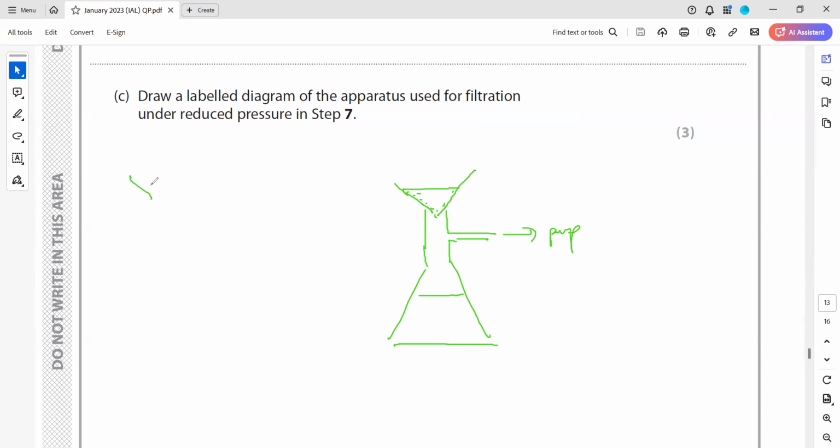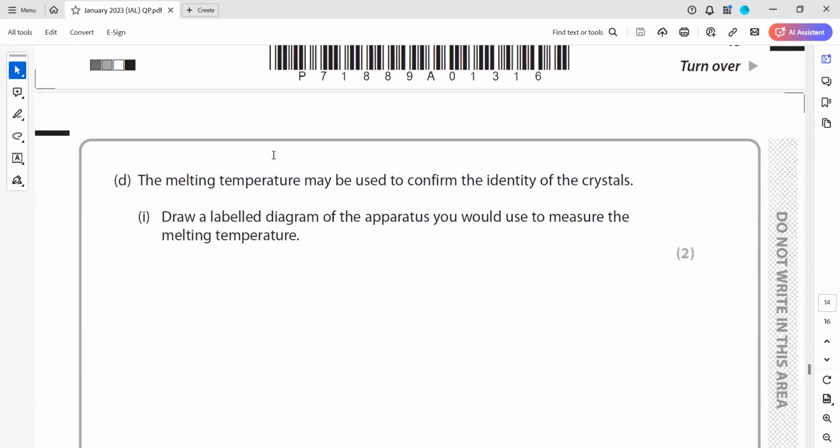And there's also an advantage of using a funnel with a smaller passage. For example, if a funnel has a smaller passage, then the filtration will be quicker as compared to a long passage, because in a long passage there will be greater adhesive forces between the glass and the liquid. That's why it will take a relatively longer time. And whenever you draw the labelled diagram, label all the points.